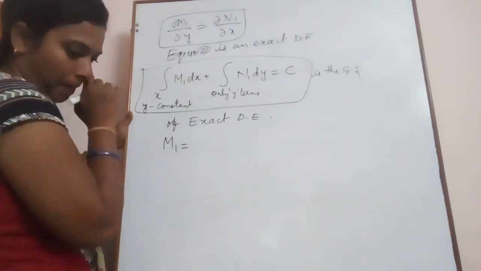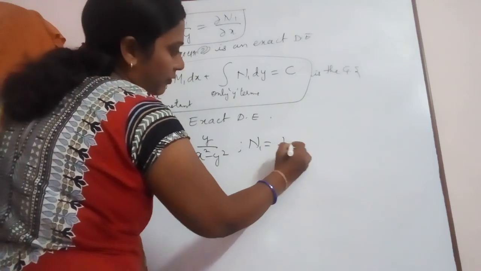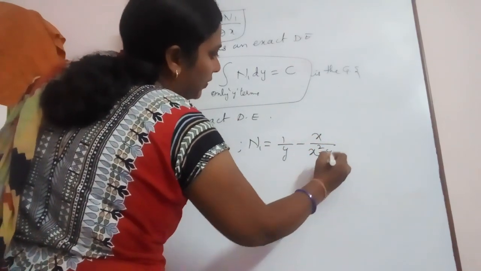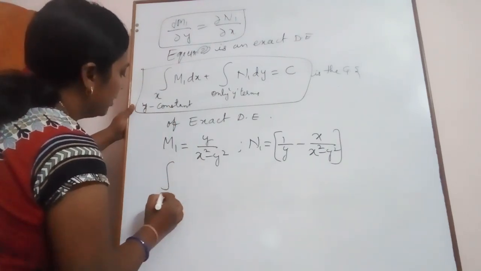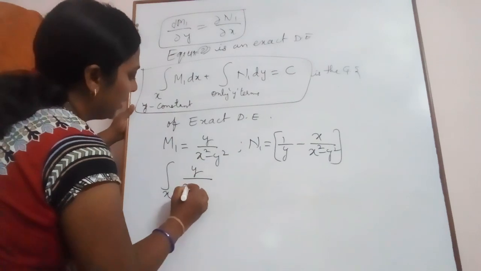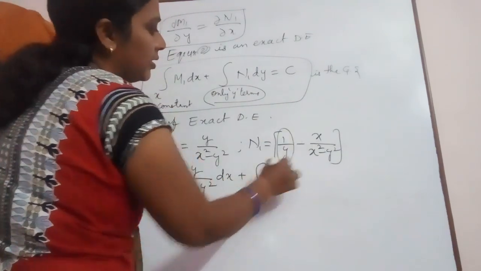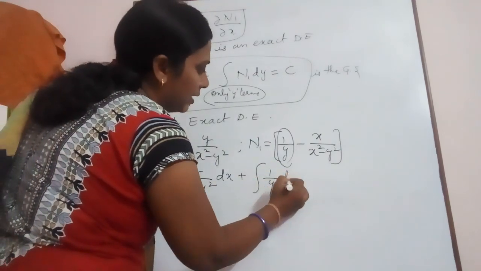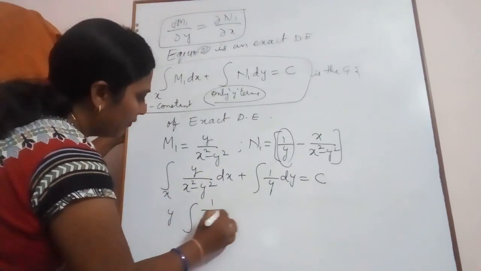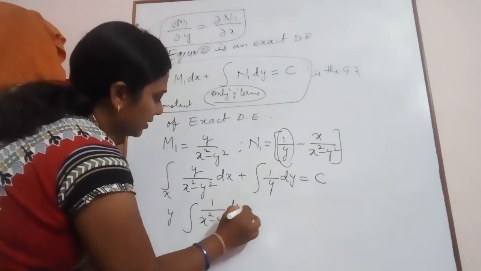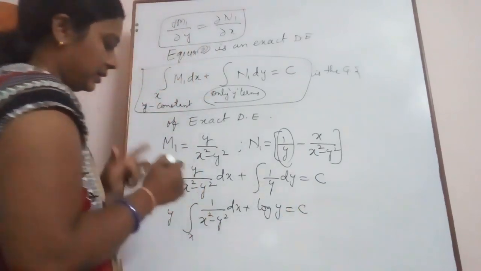Okay, here what is M1? M1 is equal to y by x square minus y square, N1 is equal to 1 by y minus x by x square minus y square. Substitute in the general form, that is integral over x, y treated as a constant, y by x square minus y square into dx, plus integral of only y terms, this is the only y term, 1 by y dy is equal to c. Here y is a constant outside. Integral 1 by x square minus y square into dx plus 1 by y dy is log y equal to c.